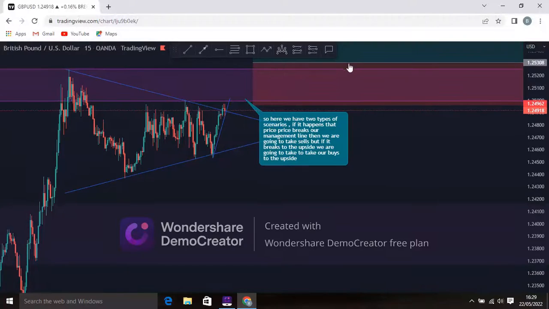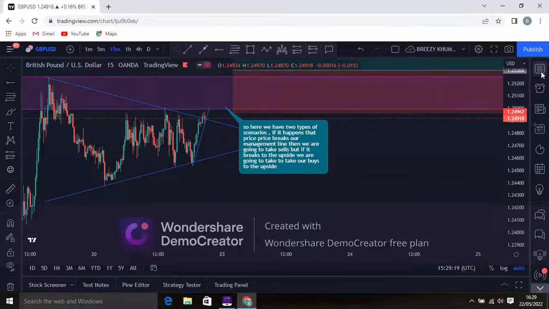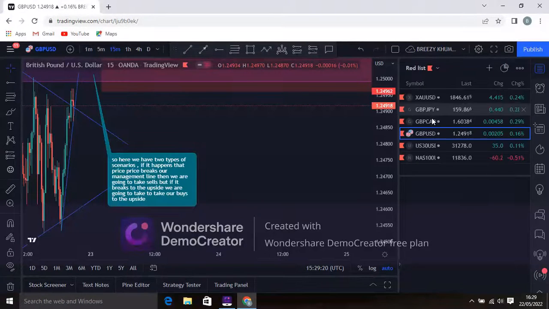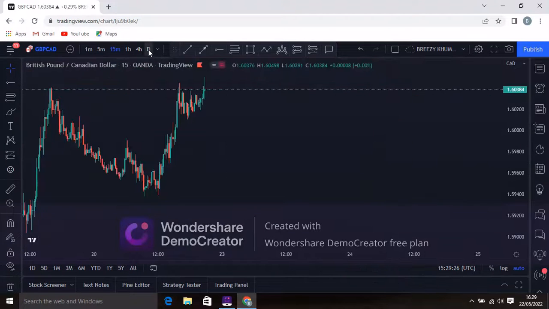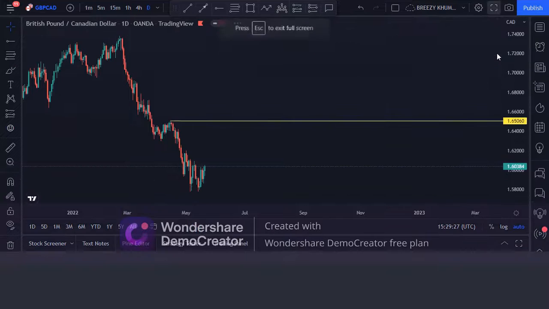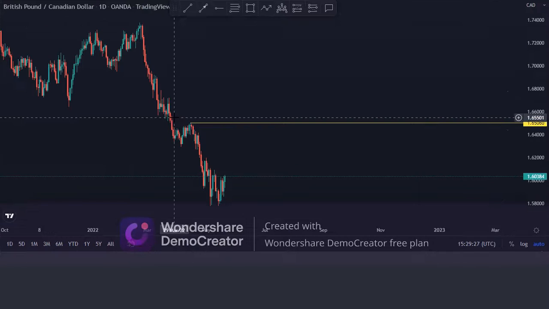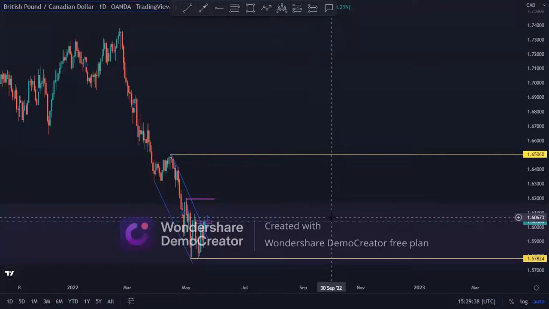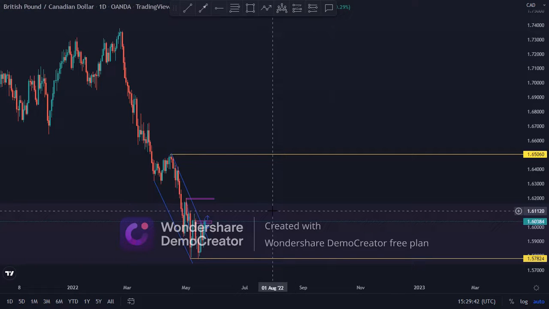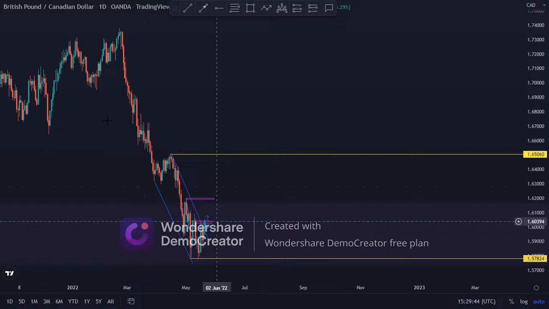So now let us go to GBP CAD. Let us go to GBP CAD, start off on daily time frame also. So on GBP CAD, we almost had the same thing. Like I told you guys, these pairs are correlated, so we almost have the same thing.